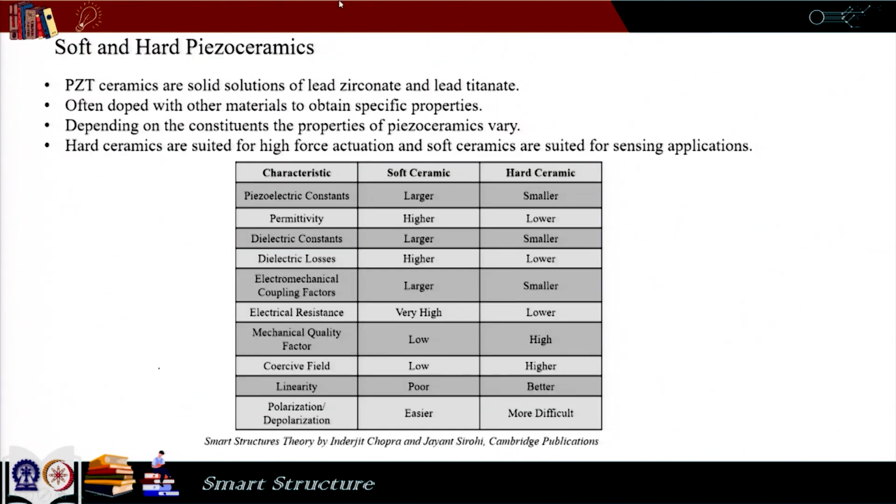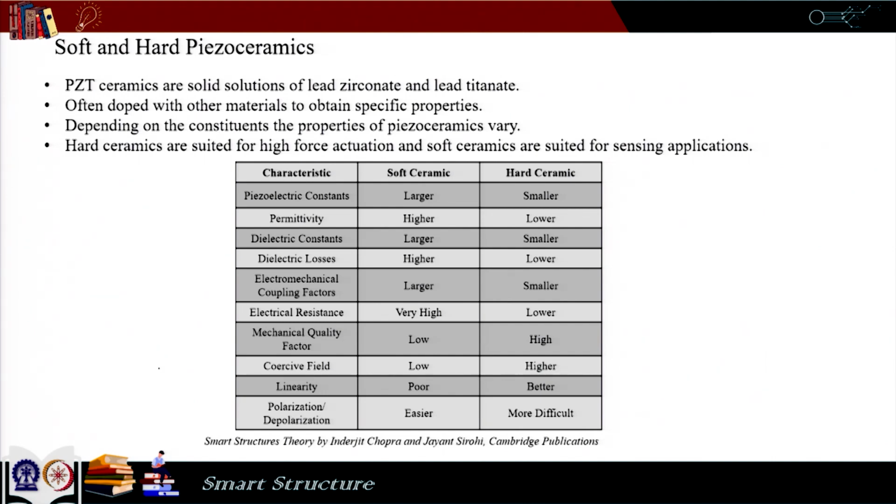Piezoelectric ceramics are generally obtained in two different forms: PZT ceramics, hard and soft. Now, PZT ceramics are solid solutions of lead zirconate and lead titanate. They are often doped with other materials to obtain specific properties. Depending on the constituents, the properties can vary. Hard ceramics are better for high force actuation, and soft ceramics are better for sensing applications.